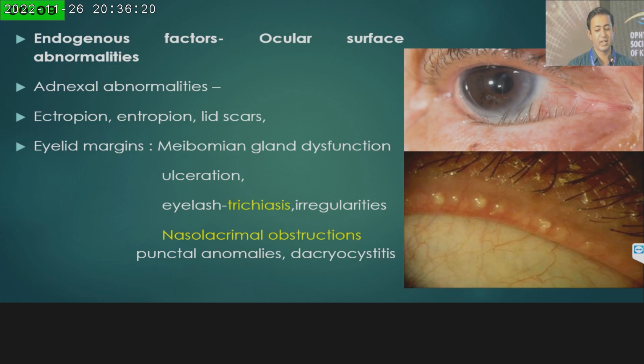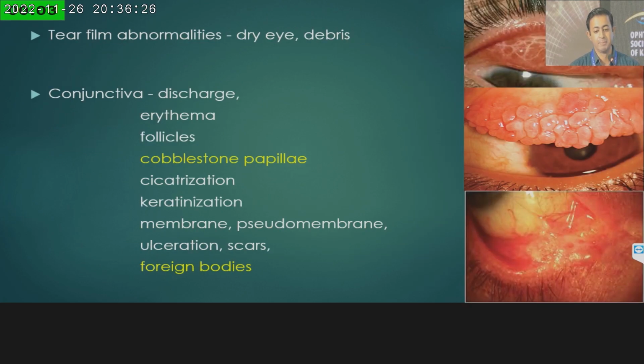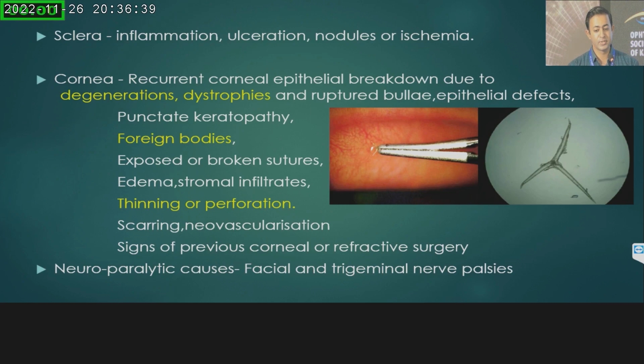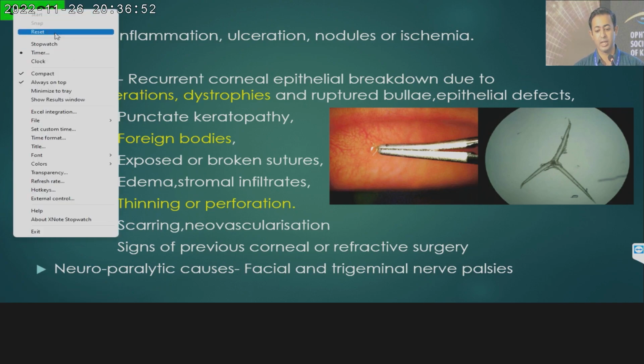Examine for adnexal abnormalities such as meibomian gland dysfunction, trichiasis and nasolacrimal obstruction. Look for tear film abnormalities. For the conjunctiva, always evert the lids. Look for cobblestone papillae, any keratinization or scarring, membranes or foreign bodies. Look for associated inflammation, ulceration and nodules on the sclera if present. Look at the cornea for foreign bodies, thinning or perforation, and signs of previous corneal or refractive surgery. Always examine the contralateral eye, where you might get features of degenerations or dystrophy. So it is very important you see the contralateral eye.